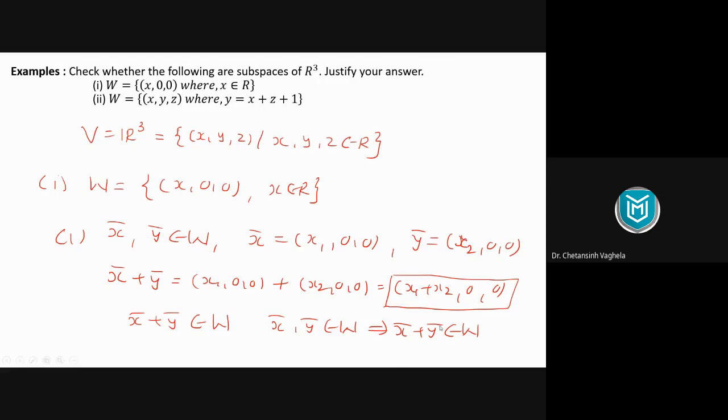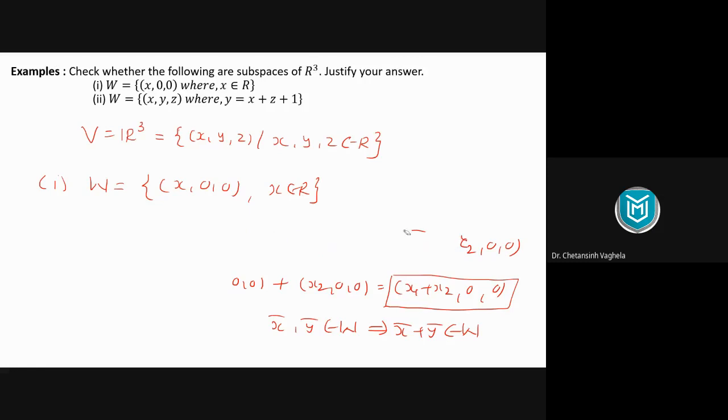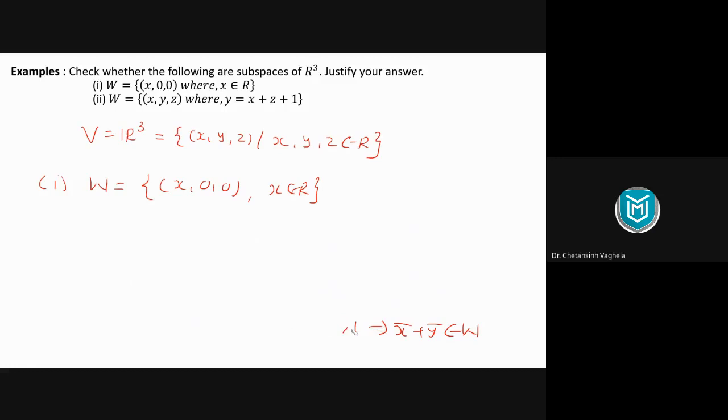Now let me take the second condition, scalar multiplication. If this condition had been dissatisfied, we would not need to check the second one, and we would have said right here that it is not a subspace. But since it is satisfied, now let's move to the second condition, which is scalar multiplication. It is the closure property for scalar multiplication. So let's check it.